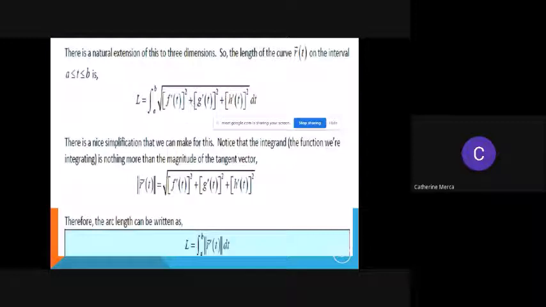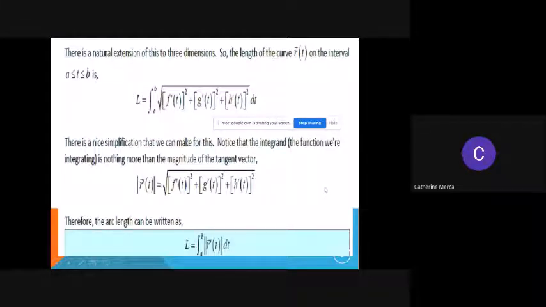So, when we try to simplify what it meant, it simply means that this is actually the magnitude formula. This is the magnitude of r prime of t, equal to the square root of f prime of t squared plus g prime of t squared plus h prime t squared. So, what was added is just one more function. So, the arc length this time for 3D would simply be the integral of your magnitude.